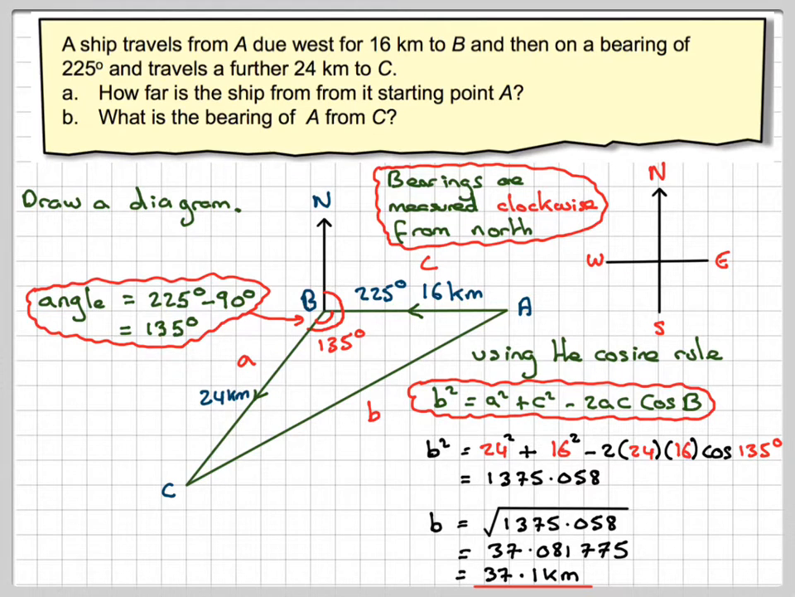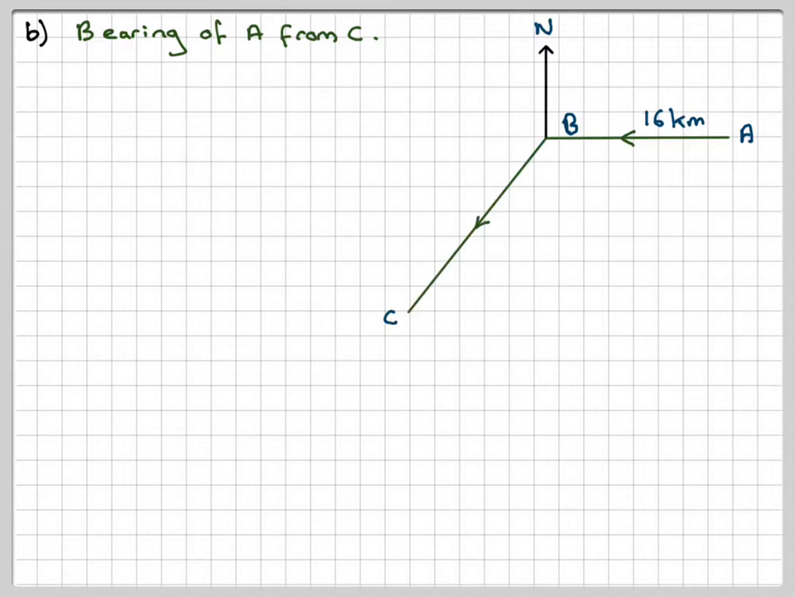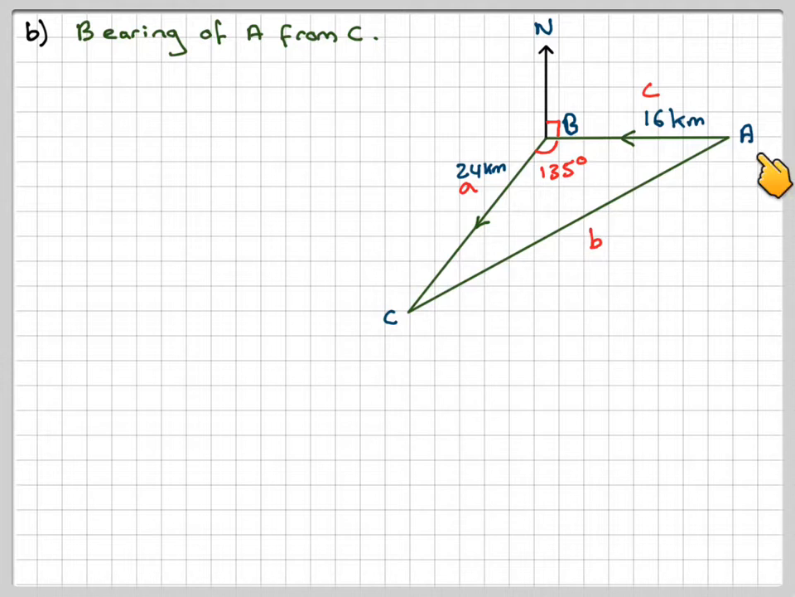Right, part b, we need the bearing of A from C. So just drawing the diagram again quickly. You probably wouldn't draw the diagram again. I've changed this now to 90, 135. What is the bearing of A from C? We want to draw in a north line at C, and the bearing will be all of this angle here, all of it. This bit here I can calculate using the triangle, but what would be this bit here?